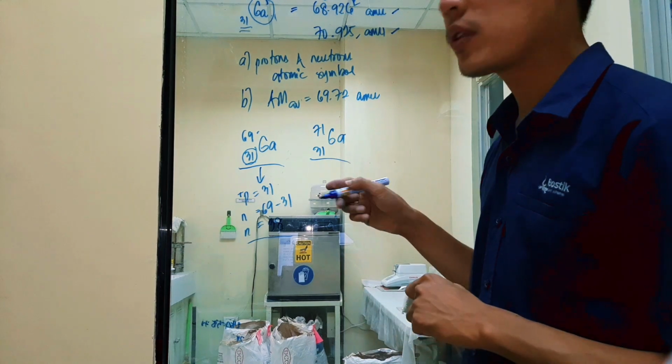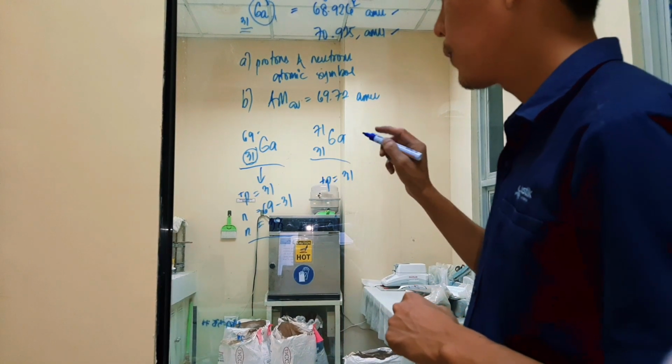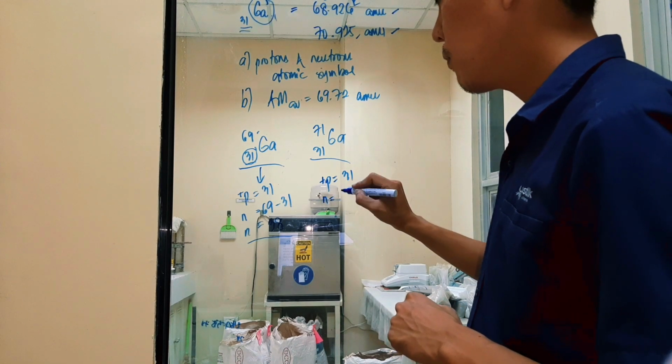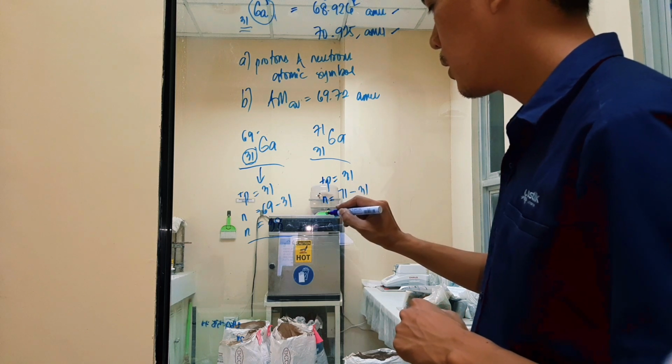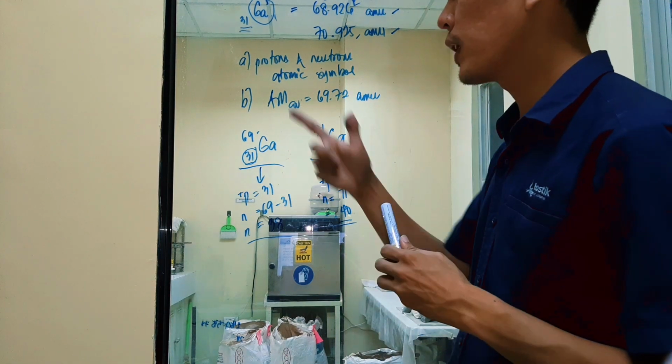And for gallium-71, we have protons also 31 and electrons 31. For the neutrons, it's the same process, 71 minus 31, so that is equal to 40. So that's for letter A.